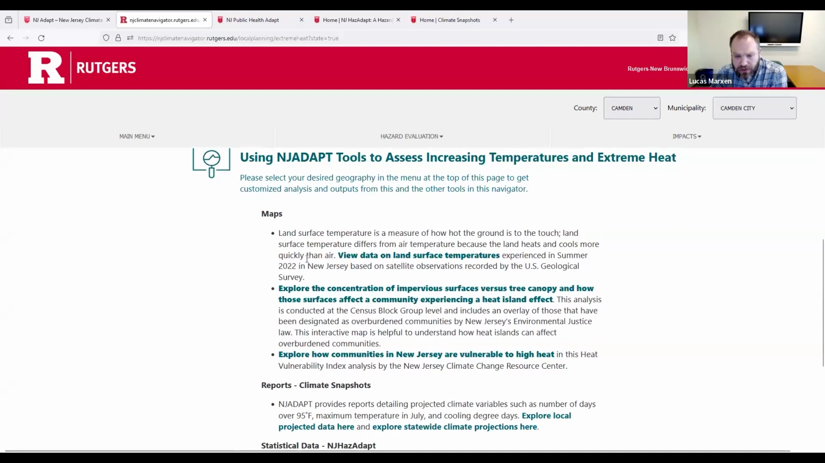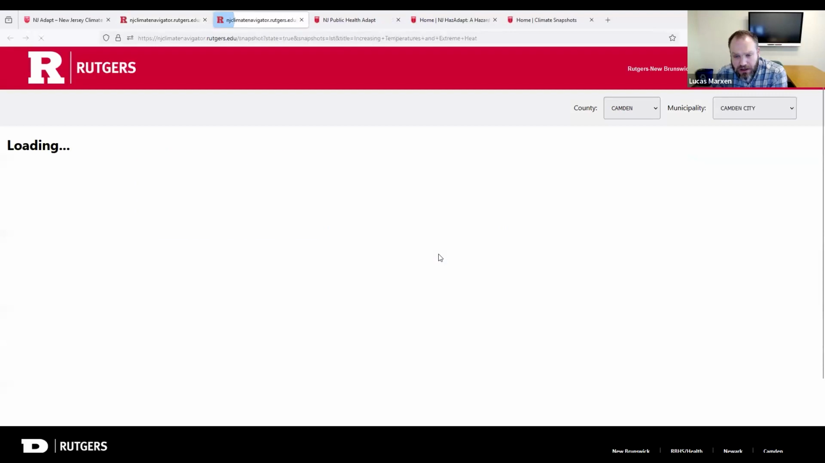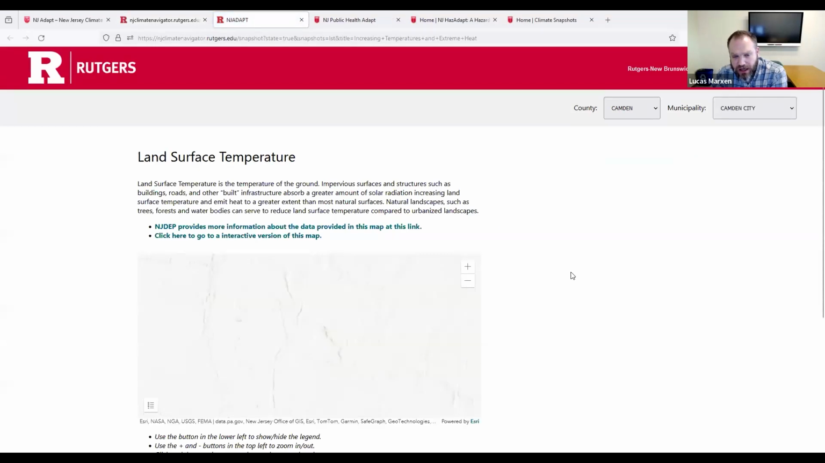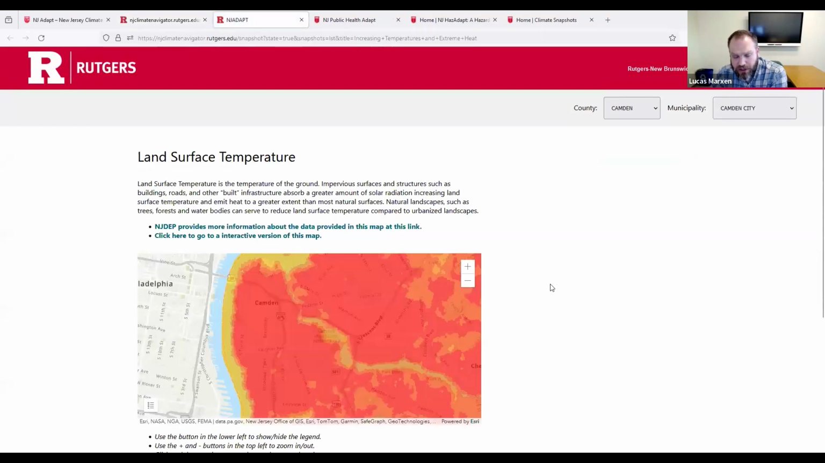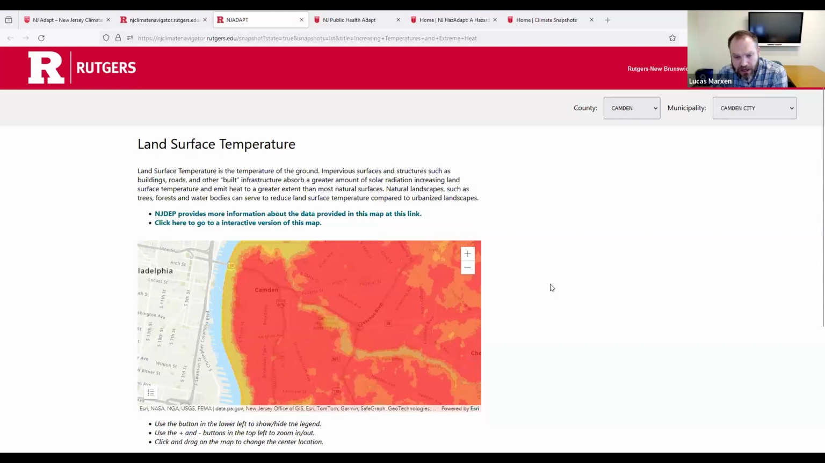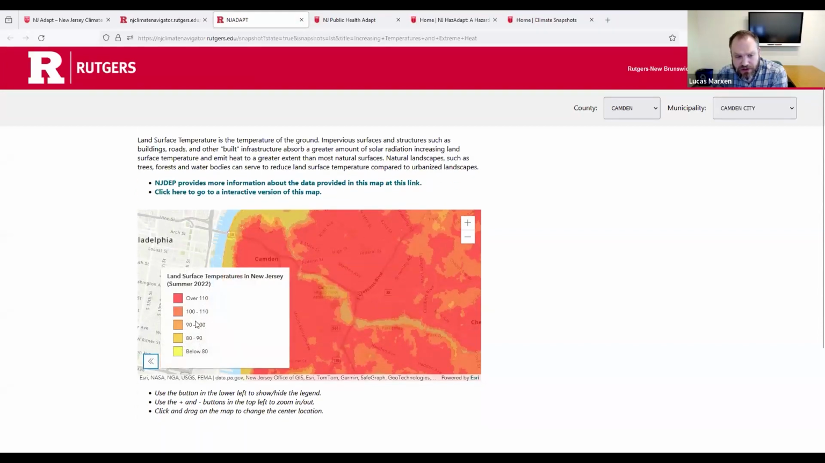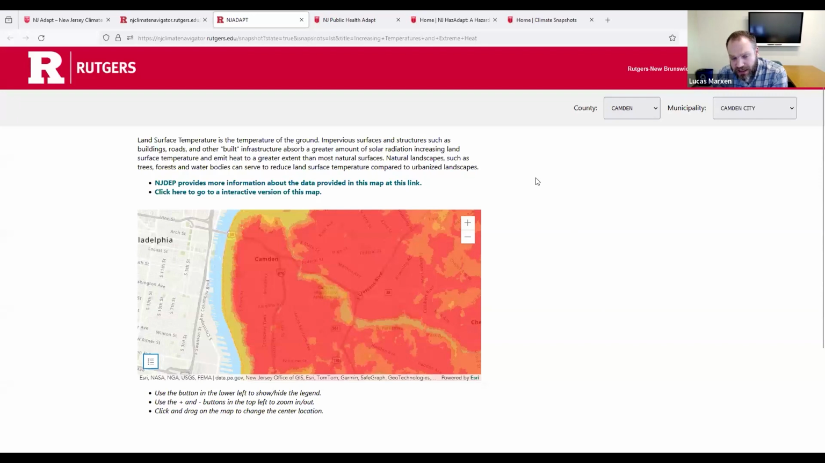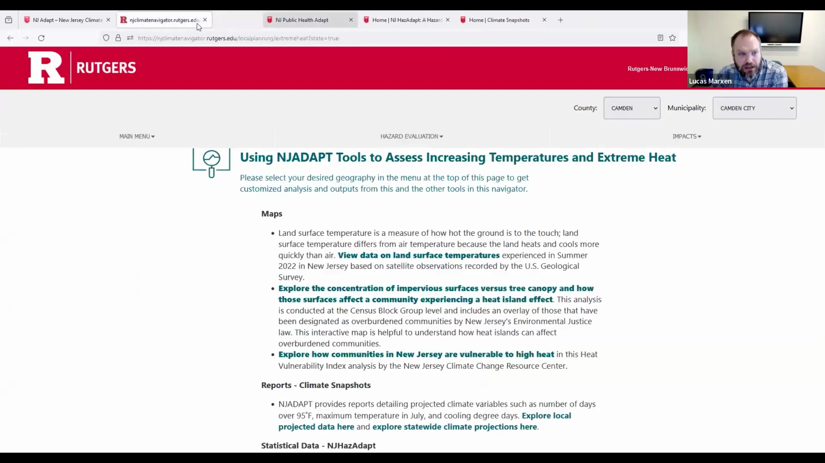So some of our maps that we have, the first one is data on land surface temperature. This is data from the DEP that is using data from 2022 during the summertime and shows basically land surface temperatures across the state. It'll zoom in on your specific locality that you selected and show the land surface temperature that was recorded for those areas. This can be important to help understand areas that could be experiencing heat island effects and extreme heat that could affect public health.